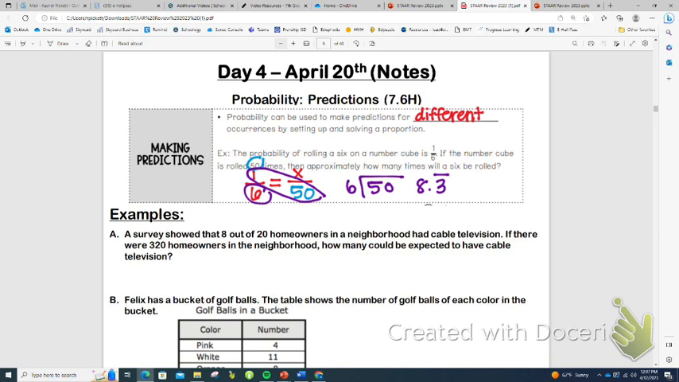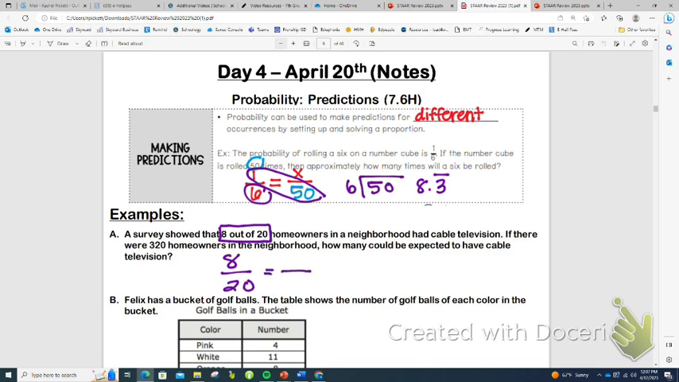Let's look at example A. It says a survey showed that 8 out of 20 homeowners in a neighborhood had cable television. If there were 320 homeowners in the neighborhood, how many could be expected to have cable television? So we're doing this similar to how we did proportions on the first day, where we pick our two numbers from the same sentence, and it tells us 8 out of 20. That's our first ratio.